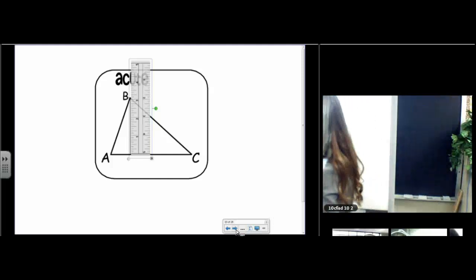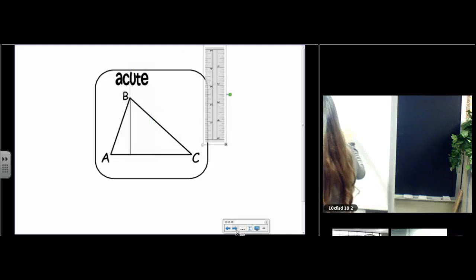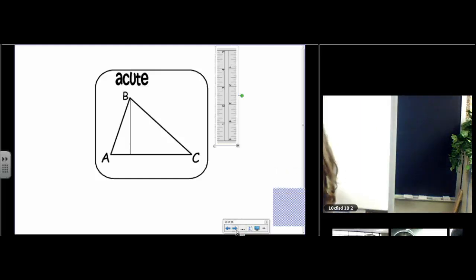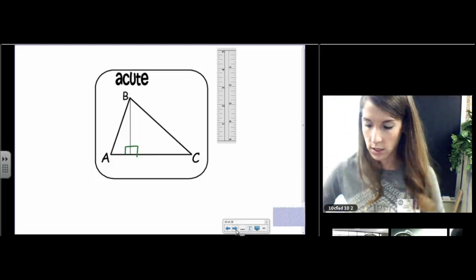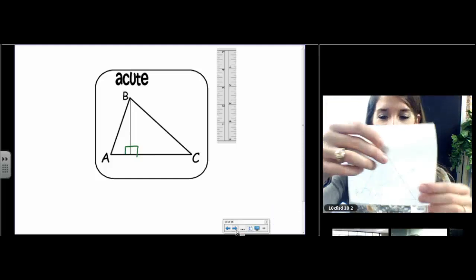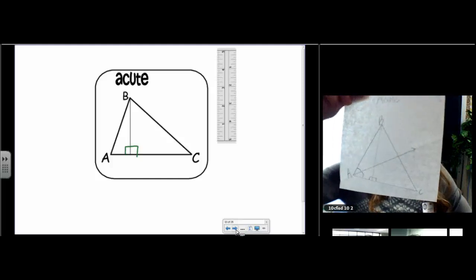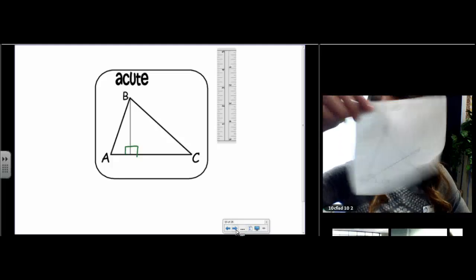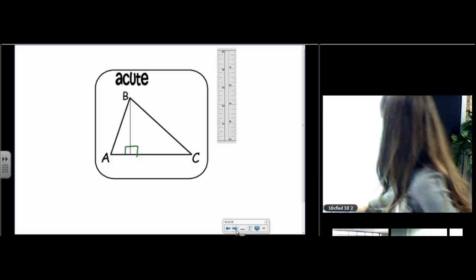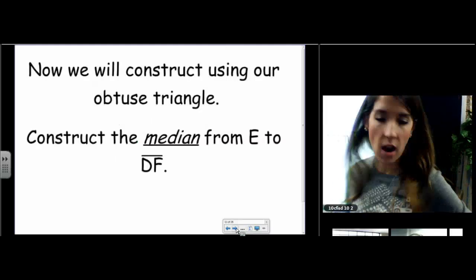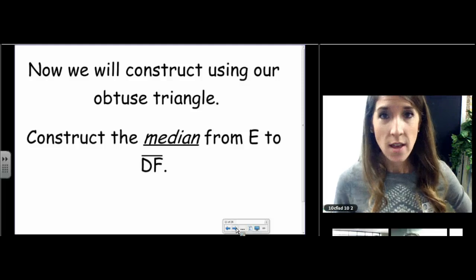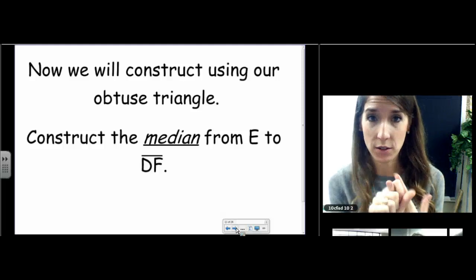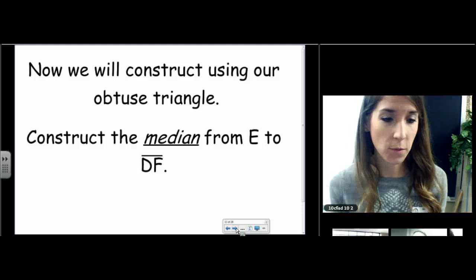So once your ruler is perfectly flush with the bottom and your ruler is going through angle B, then make sure you make a segment with your pencil and put the markings that show it's an altitude. So far you should have this, right? An altitude from angle B and an angle bisector from angle A. Okay, moving on. Now we will construct using our obtuse triangle. So we're done with ABC. I expect for your assessment now you know how to make an angle bisector and you know how to make an altitude. So now you know for tomorrow or for your assessment.